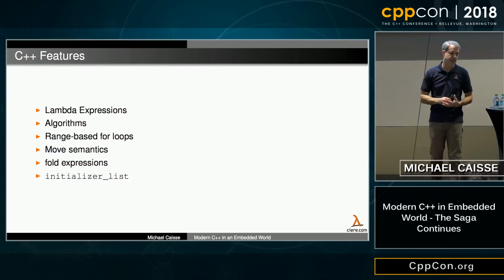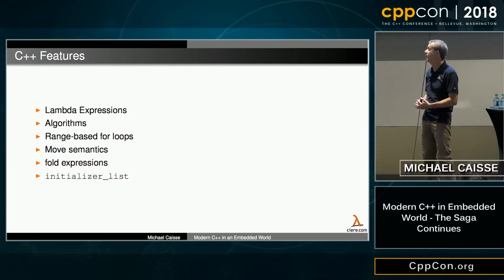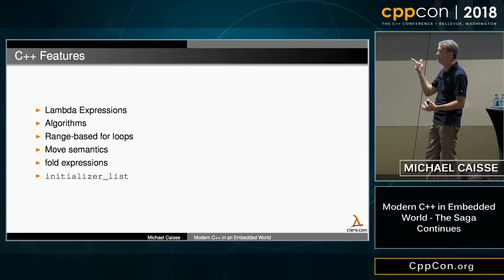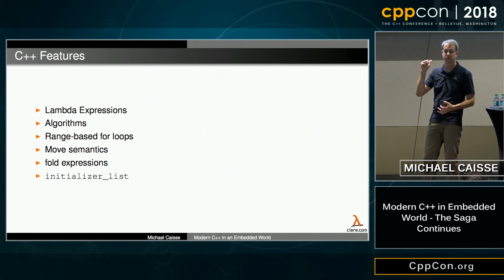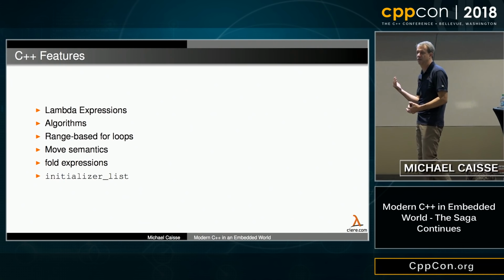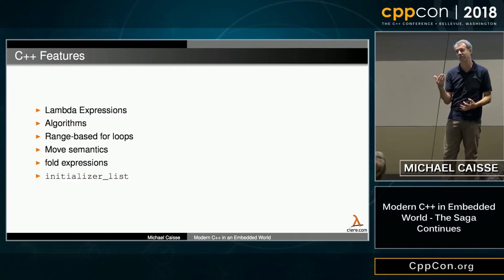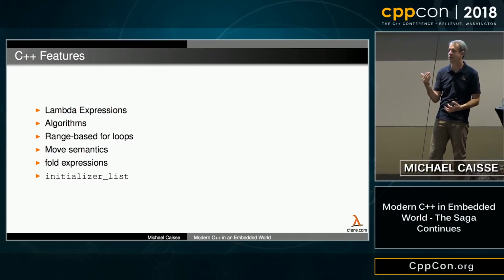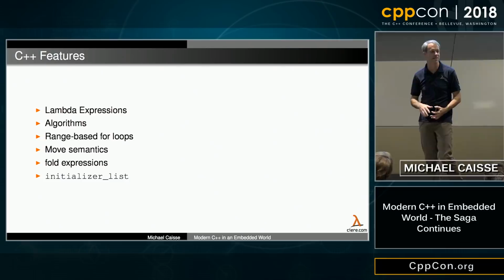Here's some features that you can get going with right off the bat and not have any problems. Lambda expressions, algorithms, range-based for loop, move semantics are awesome, fold expressions are great, and initializer list, believe it or not. Some of you, I recognize the faces, were in my pre-conference class where I was bagging on initializer list.